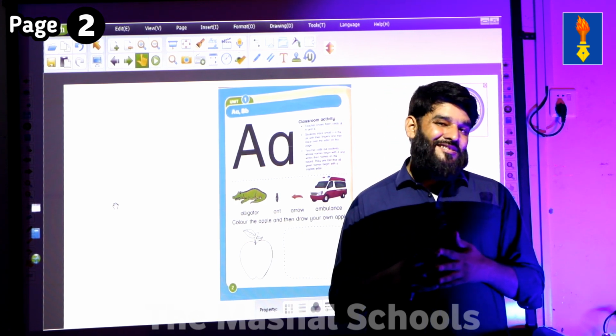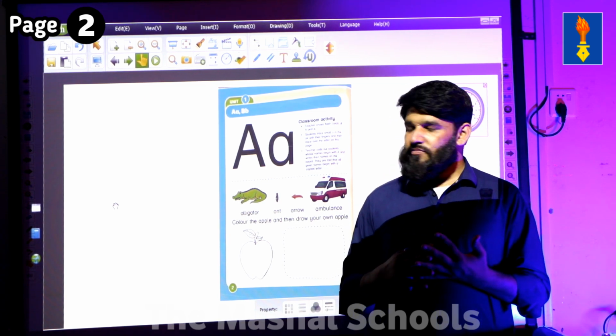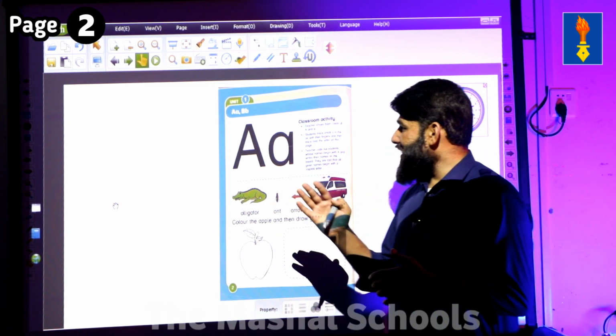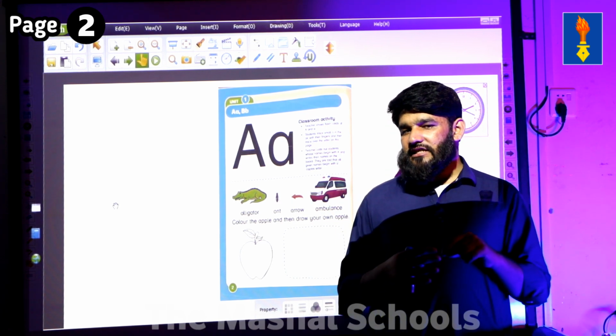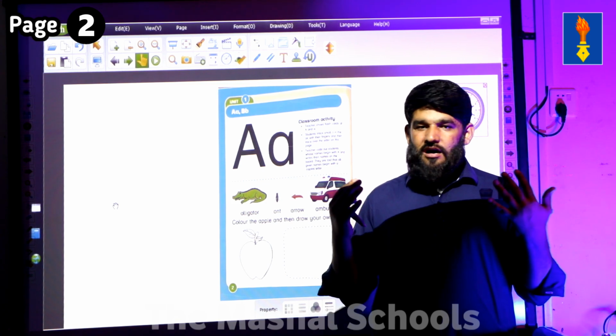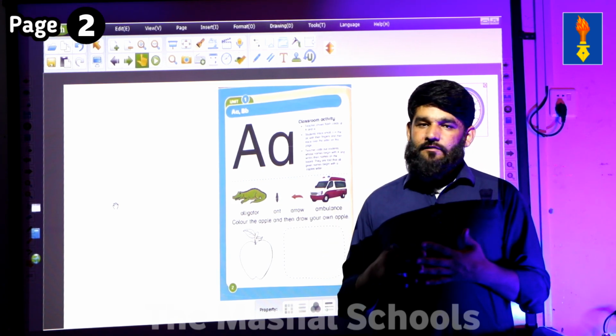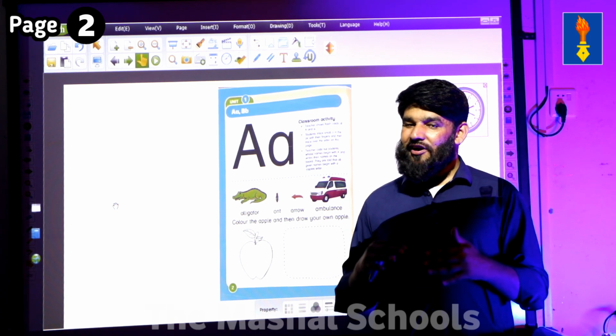Dear students, let's start this book. We are going to start it from page number 2. On page 2, we have the letter A. A is the first letter of the alphabet, and whenever you start reading or talking about the alphabet, the first letter you are going to go through is the letter A.